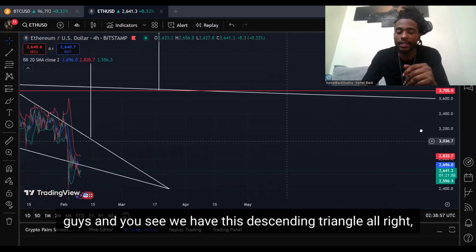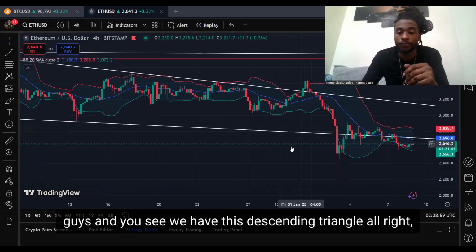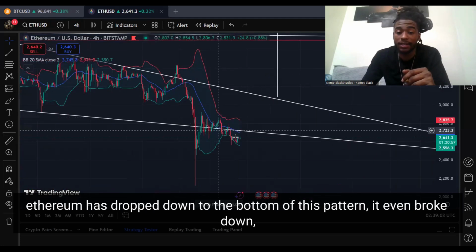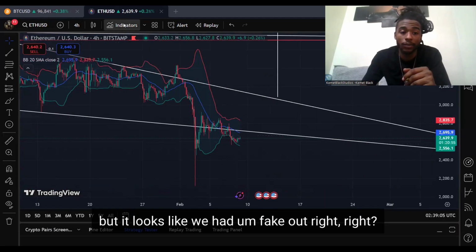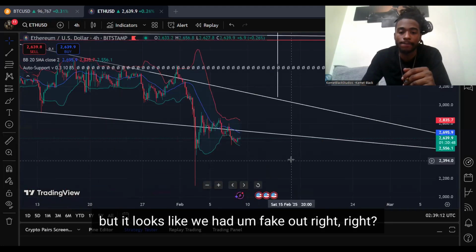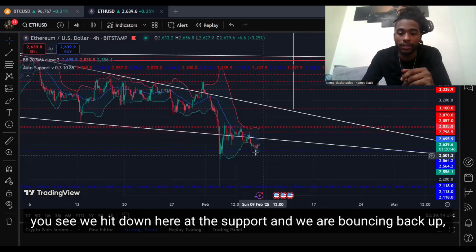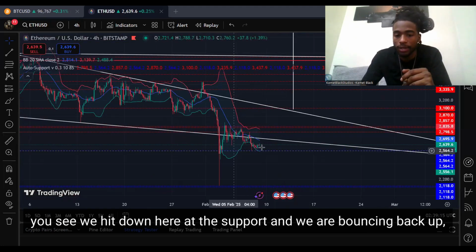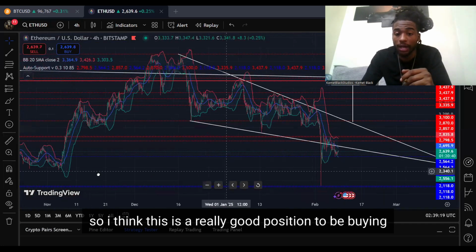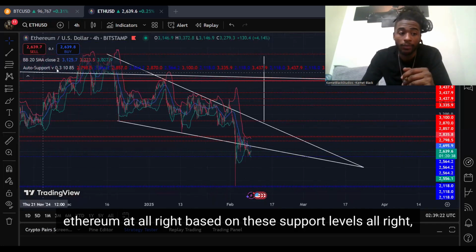You see we have this descending triangle. Ethereum has dropped down to the bottom of this pattern. It even broke down, but it looks like we had a fake out, right? If you look at this support here, you see we hit down here at the support and we are bouncing back up. So I think this is a really good position to be buying Ethereum at, based on these support levels.